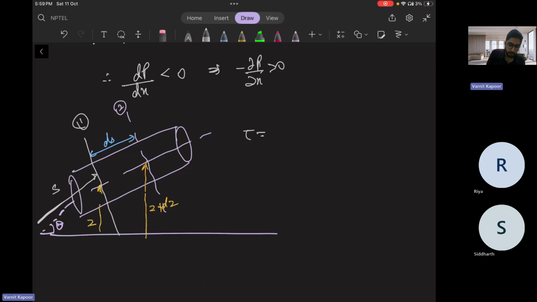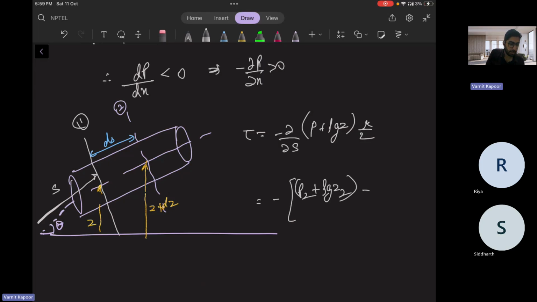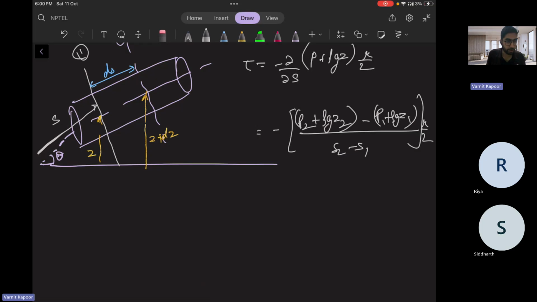So shear stress is minus dou P by dou S, where P will be P plus rho gz this time, into R by 2. So it will be minus, what will be the pressure difference? P2 plus rho g Z2 minus P1 plus rho g Z1, by the change in displacement, into R by 2. So if it's a horizontal case, your Z1 and Z2 are equal, and S2 minus S1 is X2 minus X1 basically.